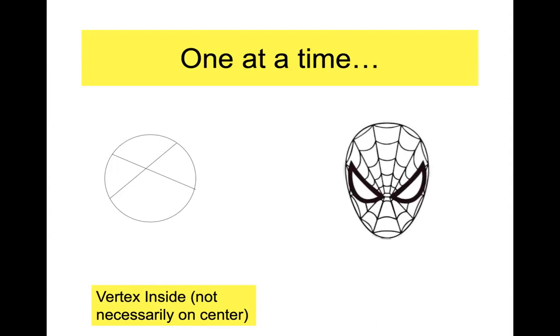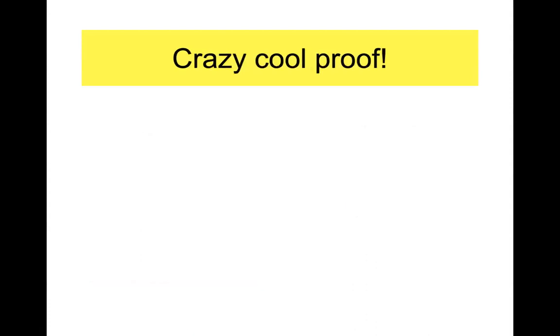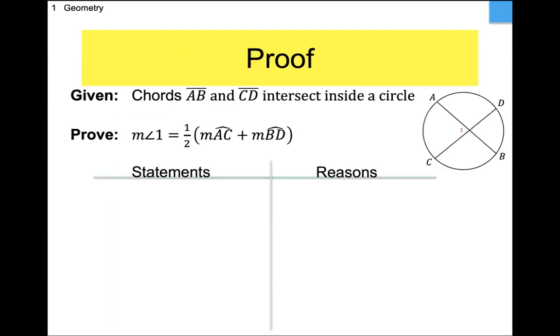So you got this basic shape right here. This is a really cool proof. I hope you enjoy it. All right, so there's the basic shape. I'm not claiming anything other than you have angle 1 and you have 2 chords, AB and CD. They intersect somewhere inside this circle. It could be at the center, by the way. We're not claiming that it is obtuse or acute. We're just saying 2 chords intersecting inside a circle. I'm going to prove that angle 1 is equal to 1/2 of arc AC plus arc BD.